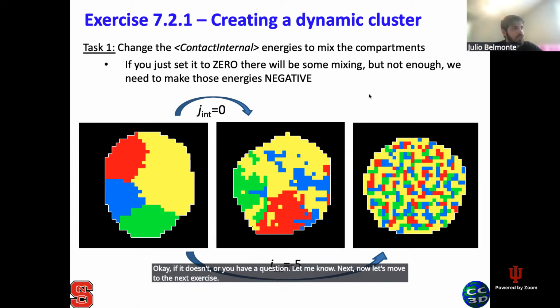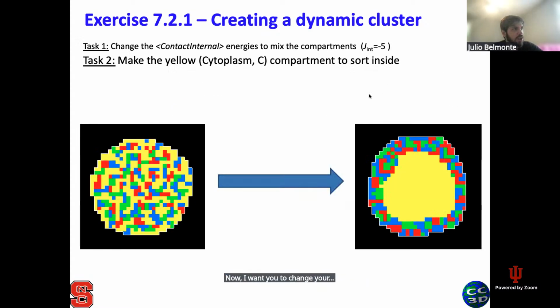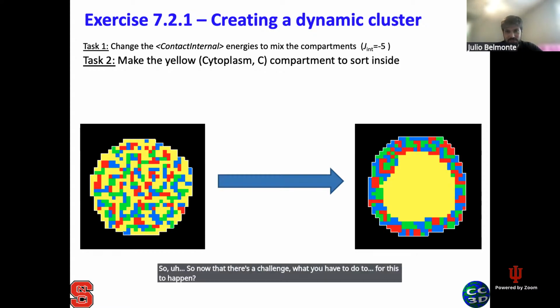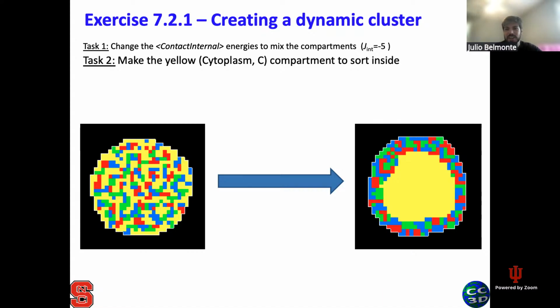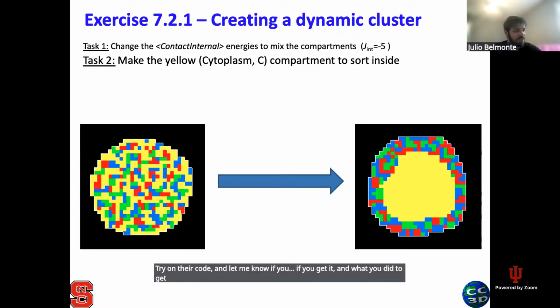Now I want you to change your values to get all the cytoplasm to be inside. Okay, and I think you have already done something similar in module 6.1. So now that there's a challenge, what do you have to do for this to happen? Try on your code and let me know if you get it and what you did to get it to work.